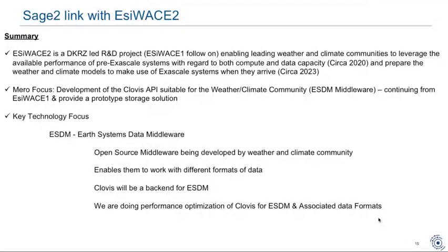And for our friends in the SIG IO UK project, Julian and team, we are working very closely to adapt the Mero object store for the weather and climate community, which is a very big player and a very important community because of the volumes of data they have to deal with. We are working on getting Mero to interoperate with the Earth System Data Middleware being developed by Julian and others in the SIG IO UK project. It helps them work with different data formats, and Clovis is going to be one of the ESDM backends, among others. We are doing performance optimization of Mero and Clovis specifically for ESDM and associated data formats. This work is actively in progress.